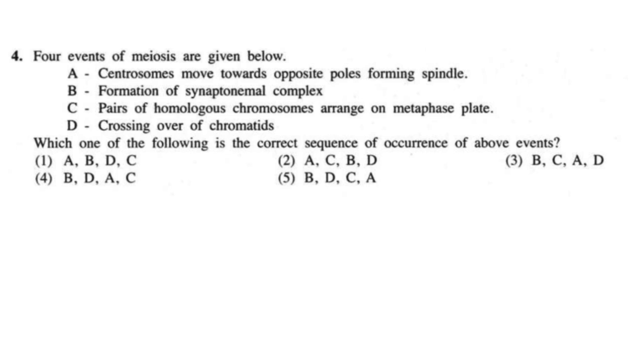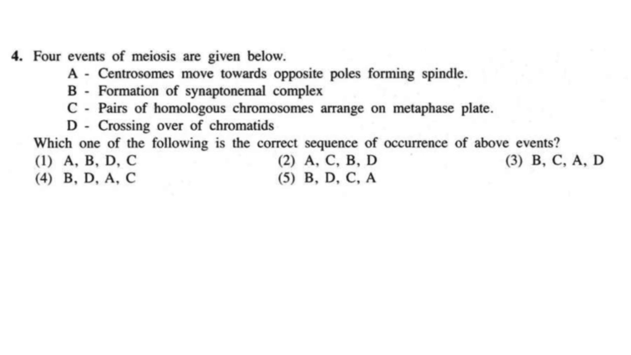Question number 4. Four events of meiosis are given below. A. Centrosomes move towards opposite poles, forming spindle. B. Formation of synaptonemal complex. C. Pairs of homologous chromosomes arranged on metaphase plate. D. Crossing over of chromatids. Which one of the following is the correct sequence of occurrence of above events?